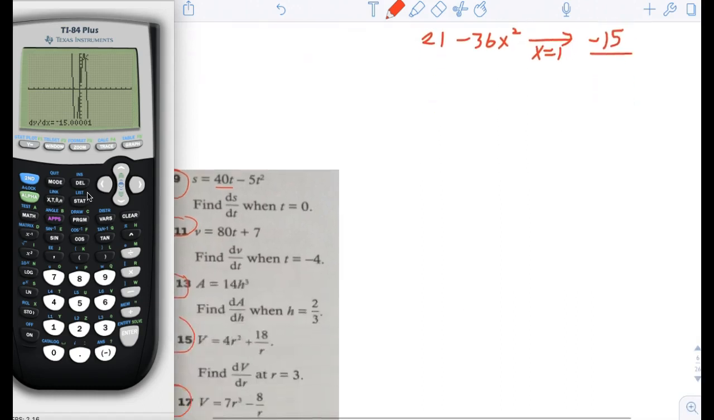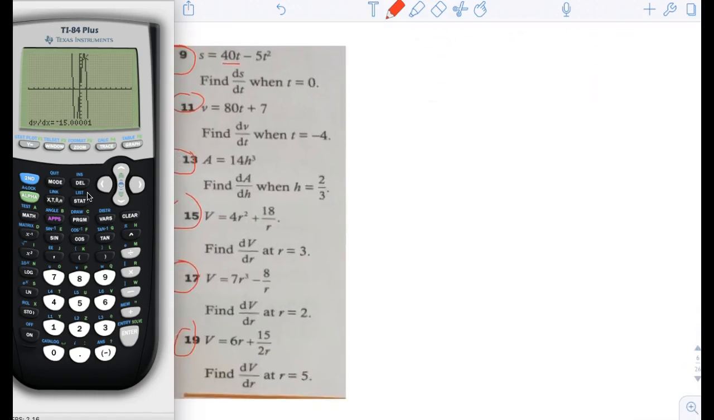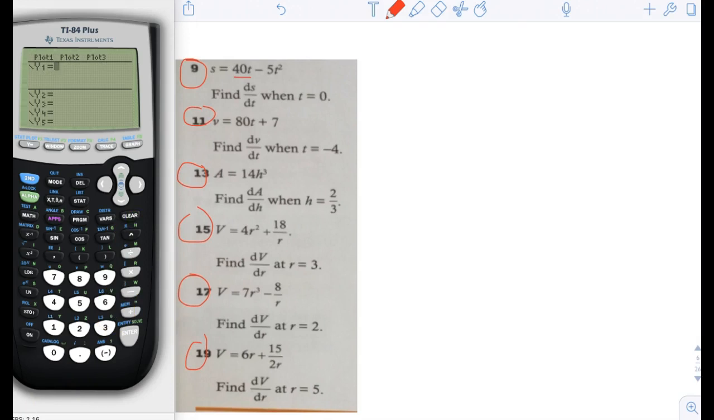Okay? Now I'm going to do just a few more of these with the calculator so you can see how you do it, but it's pretty easy, right? So now number 9. So here's the blue function, and I'm going to type it in the calculator. Instead of t, of course, I'm going to put x, right? 40x minus 5x squared.